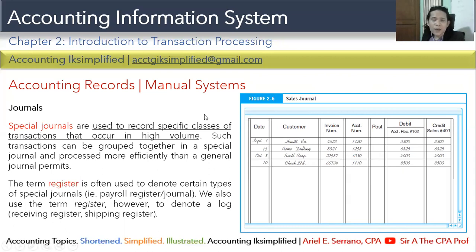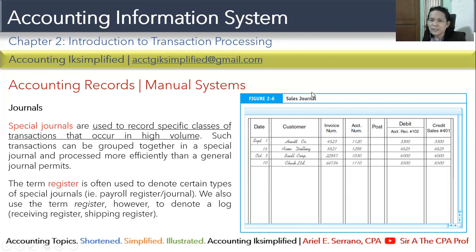Okay? At etong apat na ito, mas lalo po ito na magiging familiar sa inyo because later on, mapag-uusapan natin yan. Kasi under the transaction processing cycle sa transaction processing system, under the revenue cycle, we will get your sales journal and then the cash receipts journal. Tapos later on sa expenditure cycle, we will be reintroducing the cash payment journal and then the purchases journal. So dapat po ay familiar kayo dito. So meron siyang specific classes of transactions lamang.